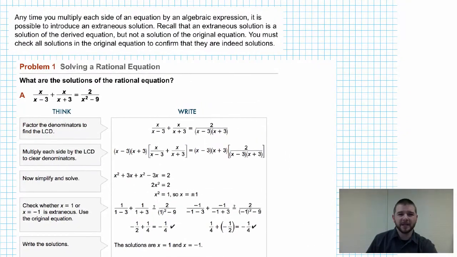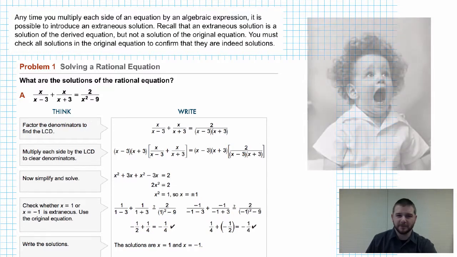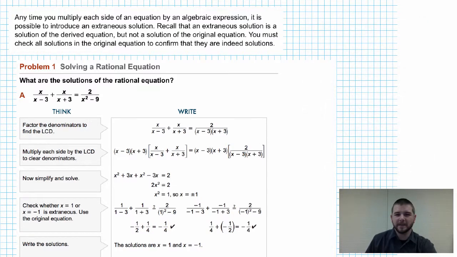Anytime you multiply each side of an equation by an algebraic expression, it is possible to introduce an extraneous solution. Recall that an extraneous solution is a solution of the derived equation, but not a solution of the original equation. You must check all solutions in the original equation to confirm that they are indeed solutions. Problem 1 does a great job of lining out what you should think on the left-hand side as you complete the process, and write what you see on the right.